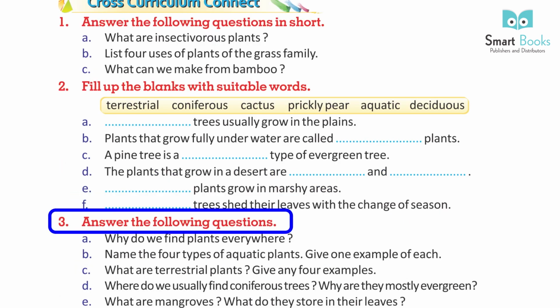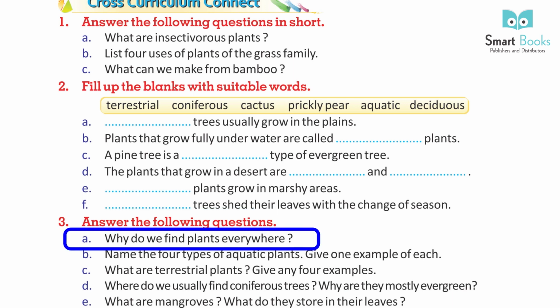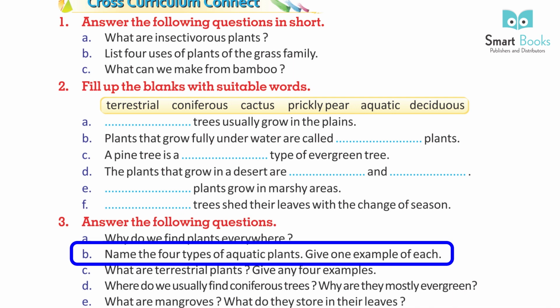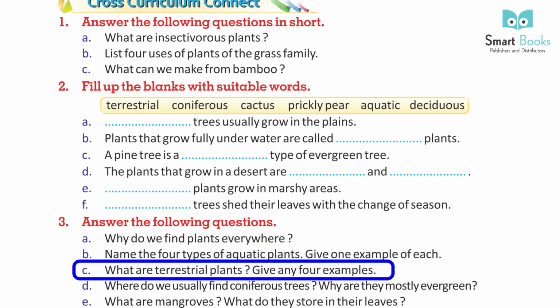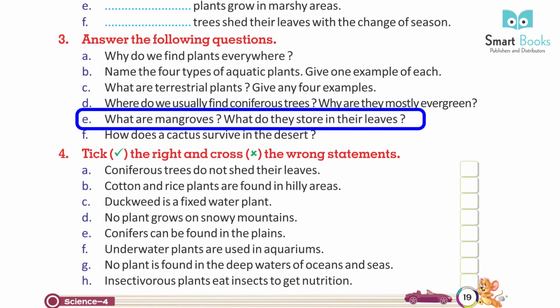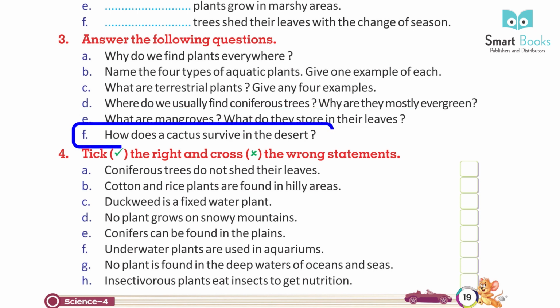3. Answer the following questions. A. Why do we find plants everywhere? B. Name the 4 types of aquatic plants. Give one example of each. C. What are terrestrial plants? Give any 4 examples. D. Where do we usually find coniferous trees? Why are they mostly evergreen? E. What are mangroves? What do they store in their leaves? F. How does a cactus survive in the desert?